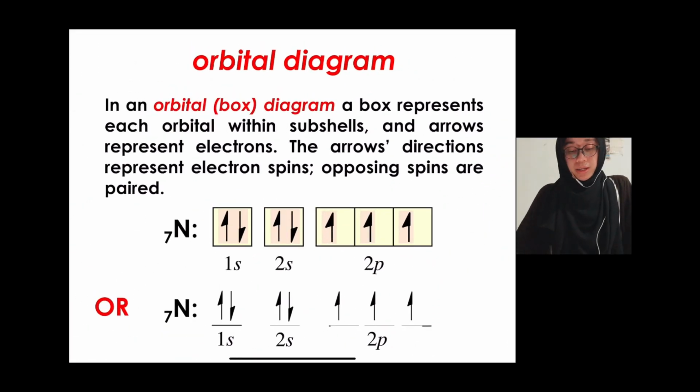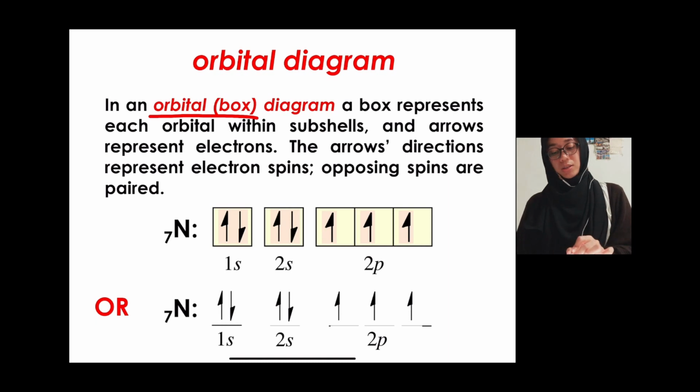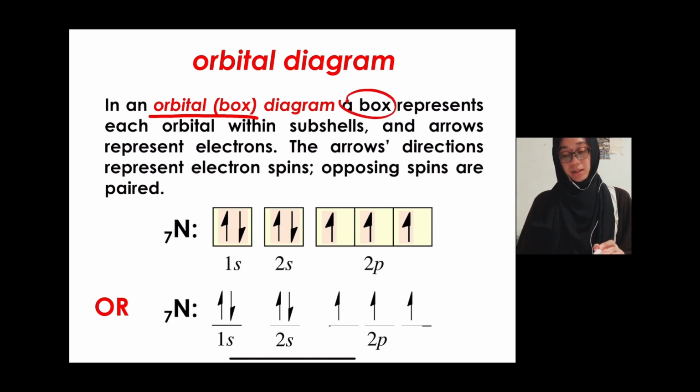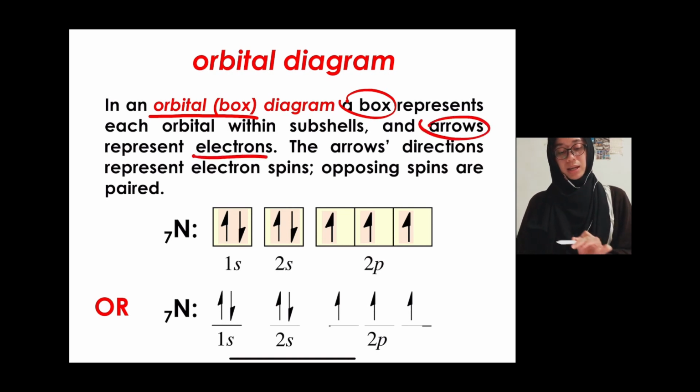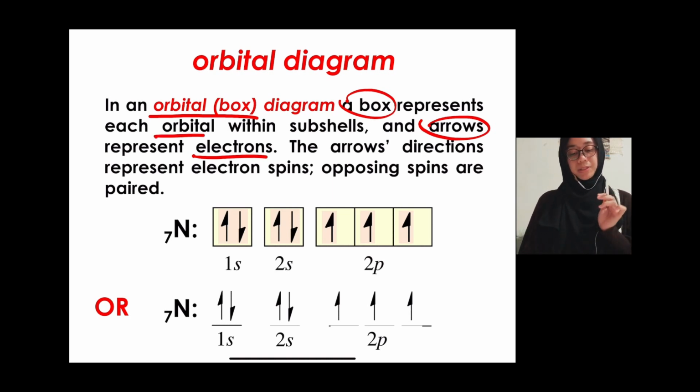Okay, so this is orbital diagram. So orbital ataupun a box. Okay, so we use a box to represent each orbital within subshell. And then arrows pula kita akan represent electron. Okay, so a box represent orbital, arrows represent electrons. So the arrows direction represent electron spin, opposing spin are paired.